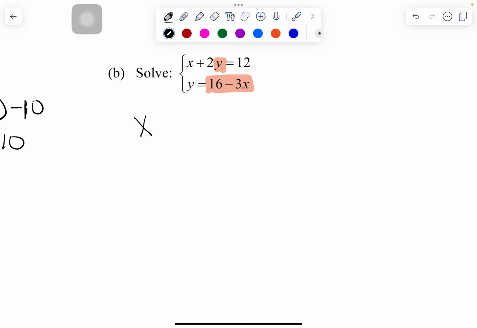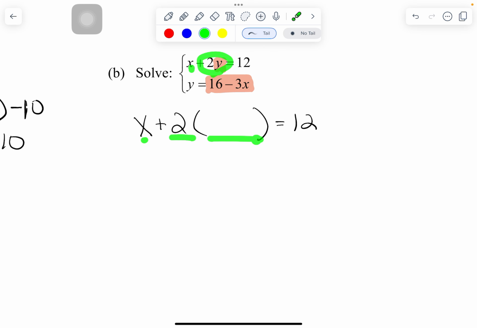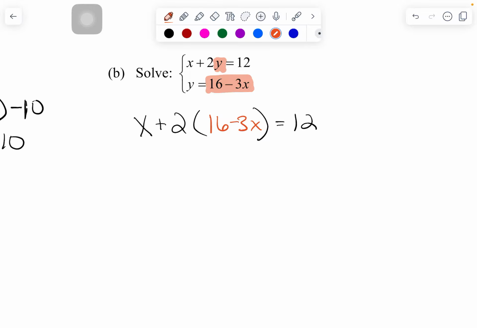So x plus 2 instead of y, I'm going to leave that space to replace it, equals 12. So x plus 2y, we'll replace y, equals 12. All right, so y is equal to 16 minus 3x. Again, if I do a quick look at this equation I've just written, there's only x's in this problem, which means I can solve this doing whatever methods I would normally use to solve.